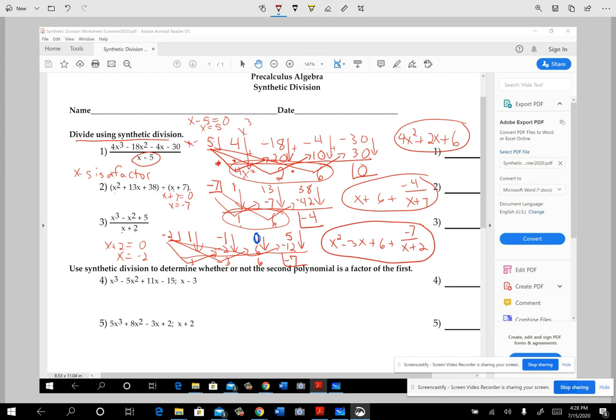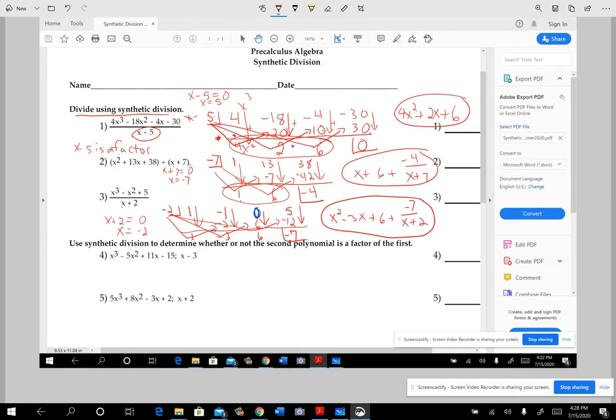Okay? All right. Now, questions 4 and 5 are just asking me to use synthetic division to determine whether or not the second polynomial is a factor of the first. In other words, does x minus 3 go into that polynomial evenly? So I could do long division, but since that's a linear factor, I could use this shortcut. X minus 3, so I put 3 in the box. Then you write down those coefficients. There were no missing terms. It went 3, 2, 1 constant.